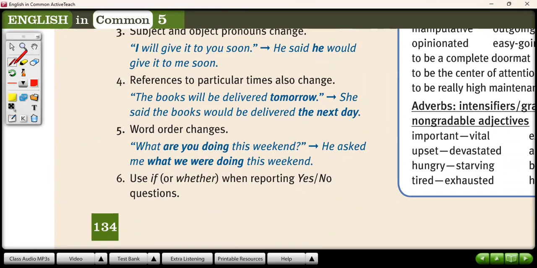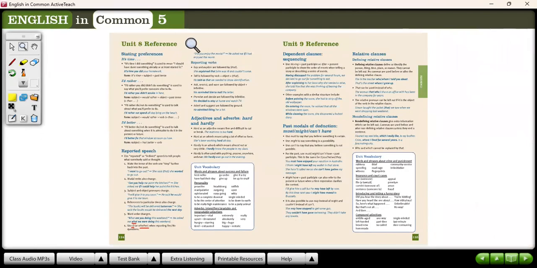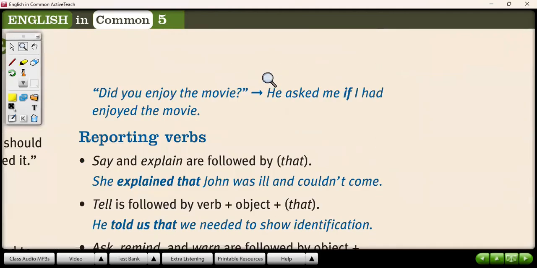Remember, when reporting questions, especially yes or no questions, we use if or whether. Why? Because we don't have the question words. So instead of placing the question word, I'm going to use if or whether. The meaning is exactly the same. Whether is a little bit more formal, just a little change in formality. For example, did you enjoy the movie? It's a yes or no question. So when reporting, I use if. He asked me if I had enjoyed the movie.